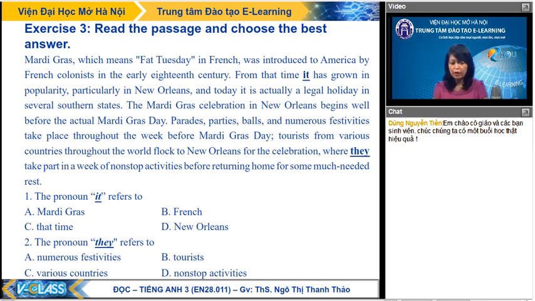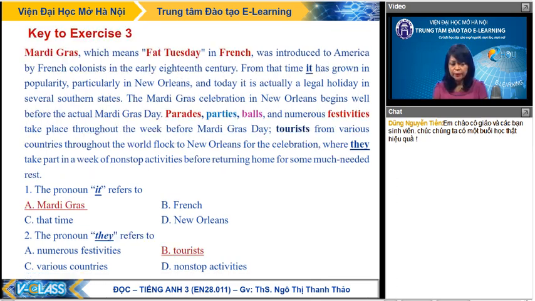Okay, have you got the answer yet? Yes. So now, please look at this one. Right. So it is very easy for you to see where the pronouns it and they are, right? Because you see that they are underlined and bold here. Now, the pronoun it refers to what?